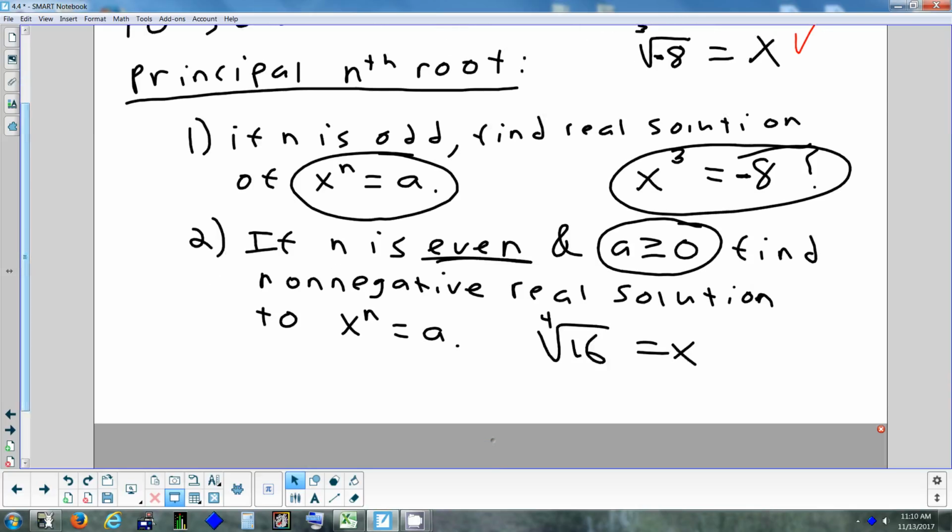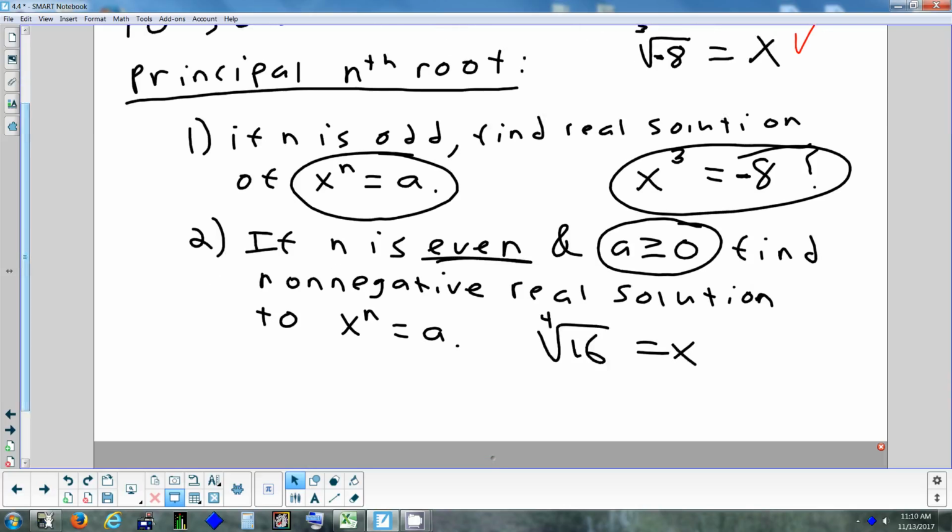How do you figure that out? Well, if you know it, it's a nice answer. Or if you don't know it, rewrite it in this format and figure out the answer. X to what power gives you 16? So I just replaced n. That becomes my exponent. Whatever's under the root ends up by itself on the other side.